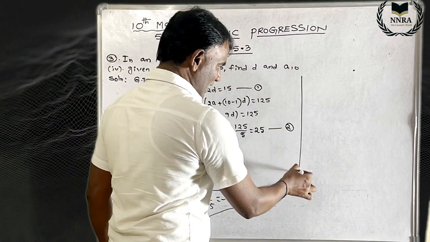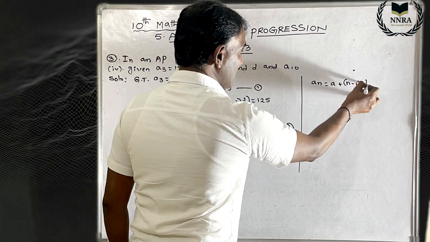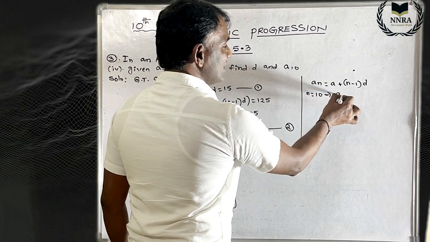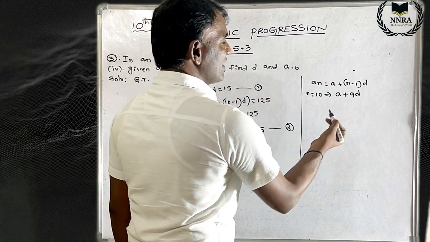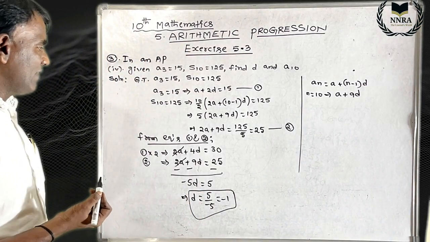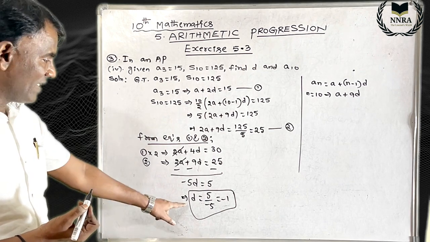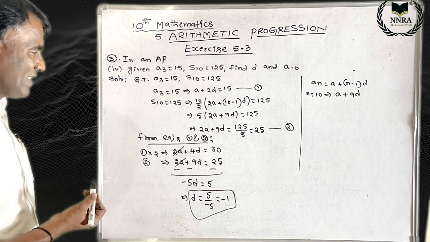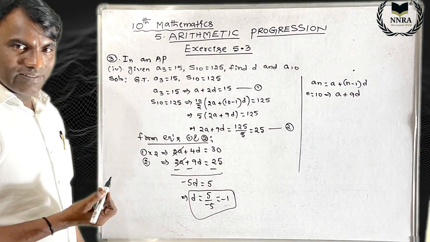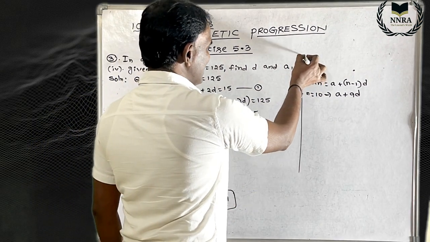What is the formula of an? An equal to a plus n minus 1 into d. Now n equal to 10 means how to write it? A plus 9d, right? Now what is the value of a? We don't know the value of a also, right? Then after finding d value, we find a value. Then how to find a value? Substitute d value either in 1 or in 2. Got my point? Why? Because here it is required value, na? So that's why I am writing here.